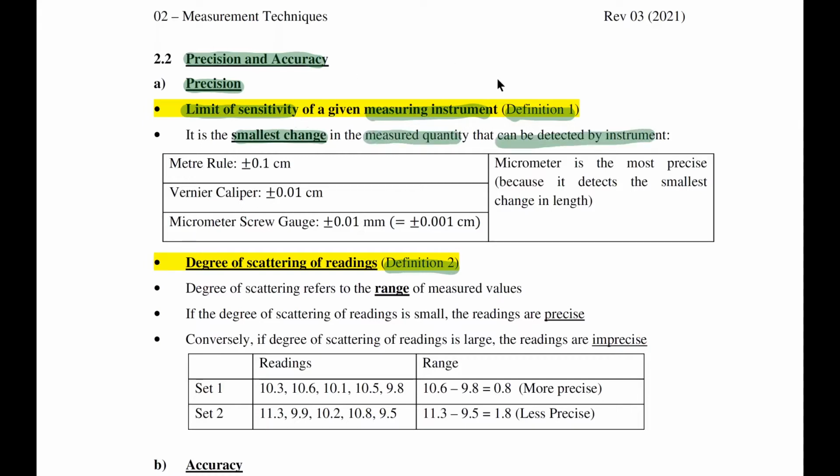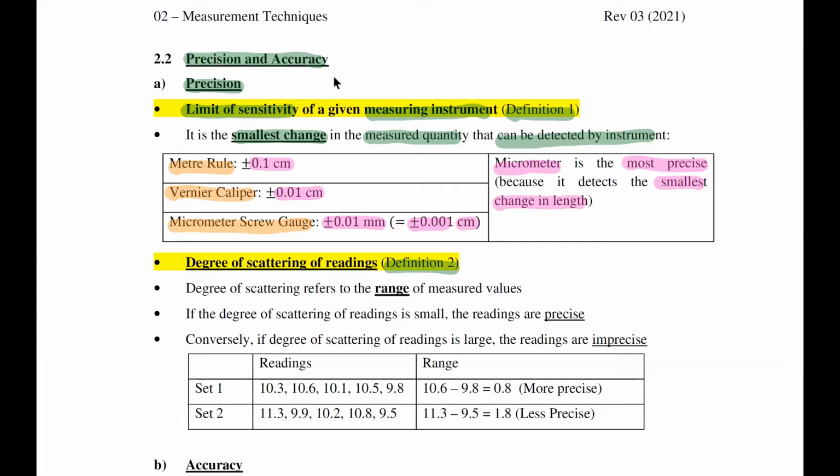Take, for example, when we want to take measurements of a length, we can use a meter rule, a vernier caliper, or a micrometer screw gauge. The precision of each of these instruments will be different. The smallest change in length that can be measured by these instruments will be different. For example, the meter rule has a precision of 0.1 centimeter. The vernier caliper has a precision of 0.01 centimeter. The micrometer screw gauge has a precision of 0.01 millimeter, which when changed to centimeter becomes 0.001. The micrometer is the most precise equipment here because it's able to detect the smallest change in length.